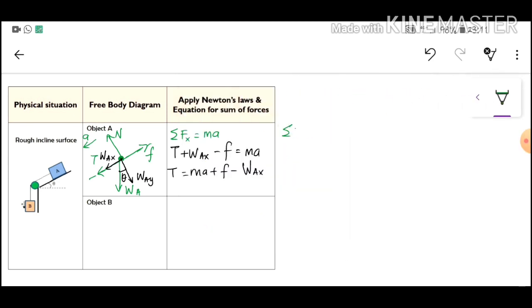For the y component, sum of forces at the y component is equal to 0. Because of that, N minus WAY is equal to 0, and N is equal to WAY, which is WA cos theta.